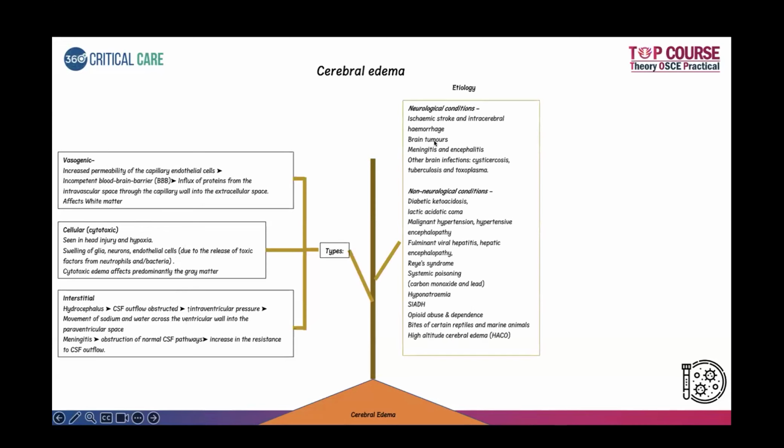Now, etiology of cerebral edema, there can be multiple. Sometimes people miss the non-neurological causes. So this is the one where I want you guys to focus. Neurological is easy. Anyone can write. So ischemic stroke, hemorrhage, brain tumor, meningitis, encephalitis, other brain infection, etc. can cause neurological causes of cerebral edema. But what are the non-neurological causes? This is important because the examiners want to see whether people know about it or not.